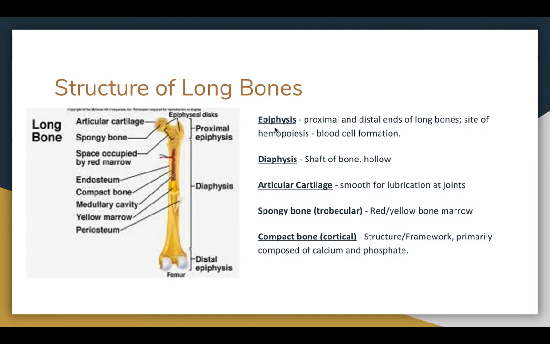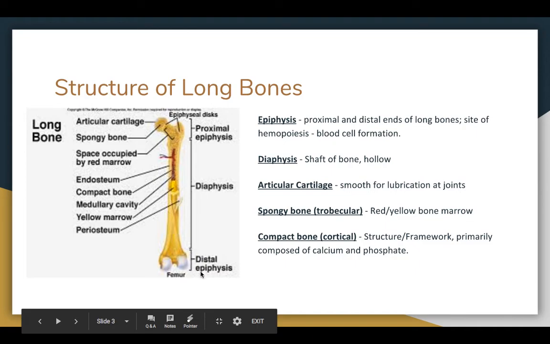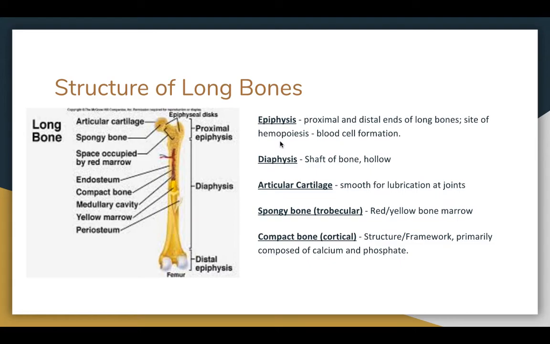The epiphysis is located at proximal and distal ends of long bones, and we can see here there's a distal epiphysis and the proximal epiphysis, and these are the site of hemopoiesis, which is blood cell formation. So inside here, this would be where blood cells are being formed in the marrow.